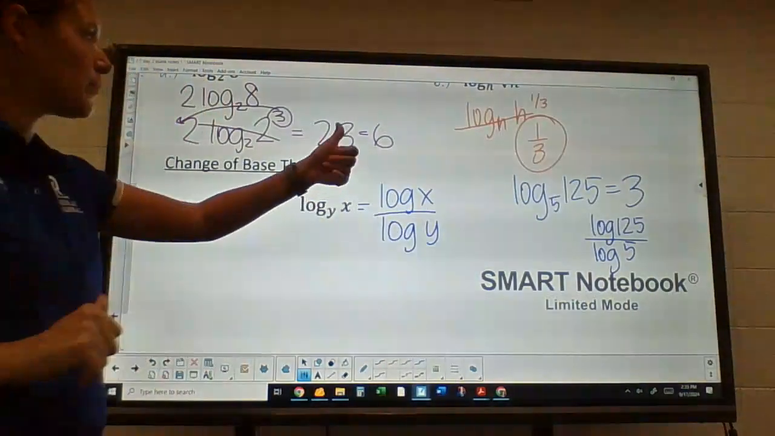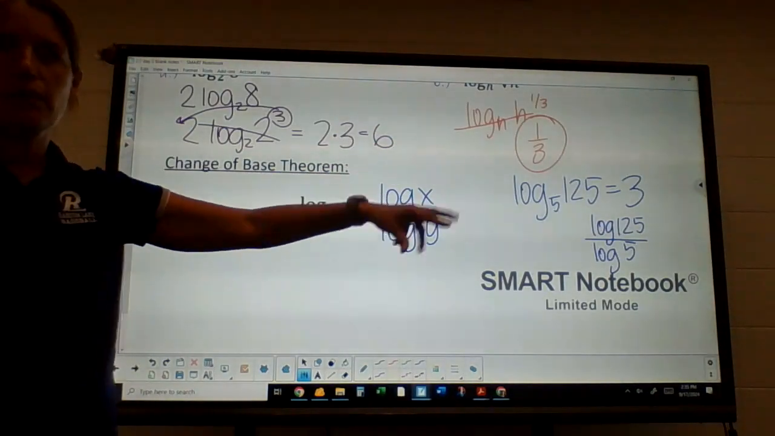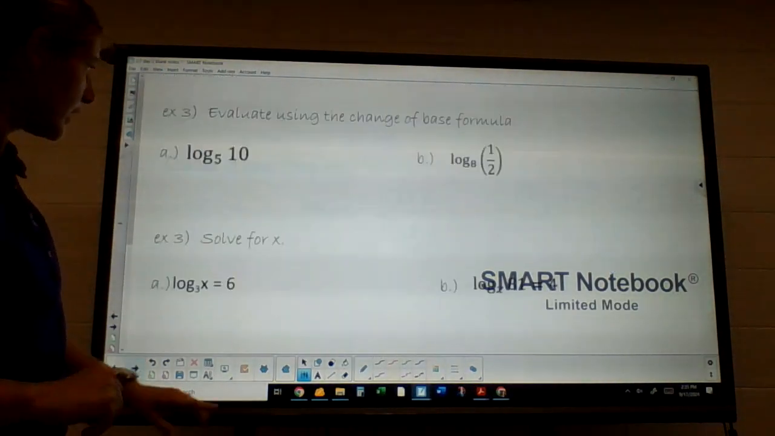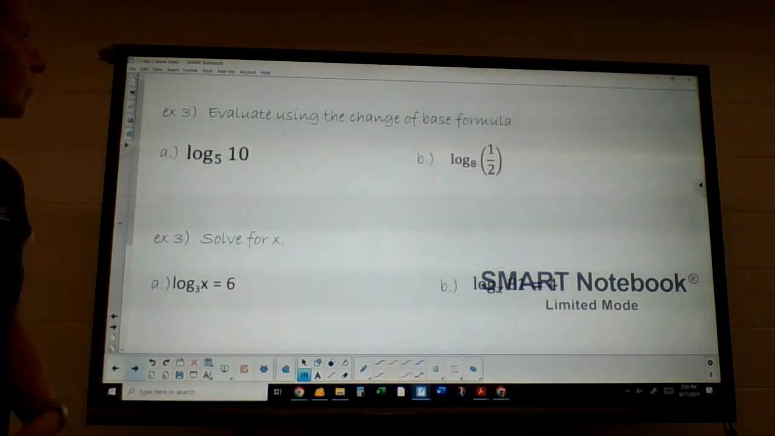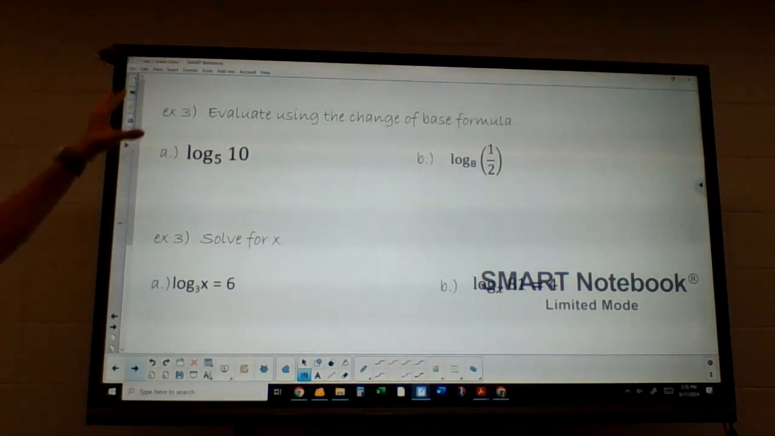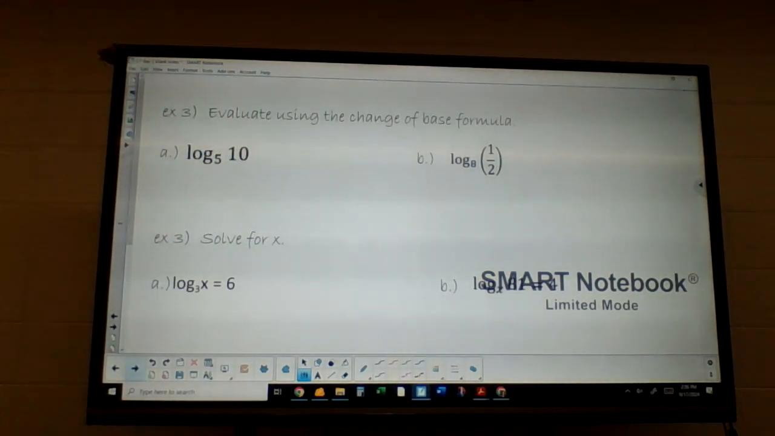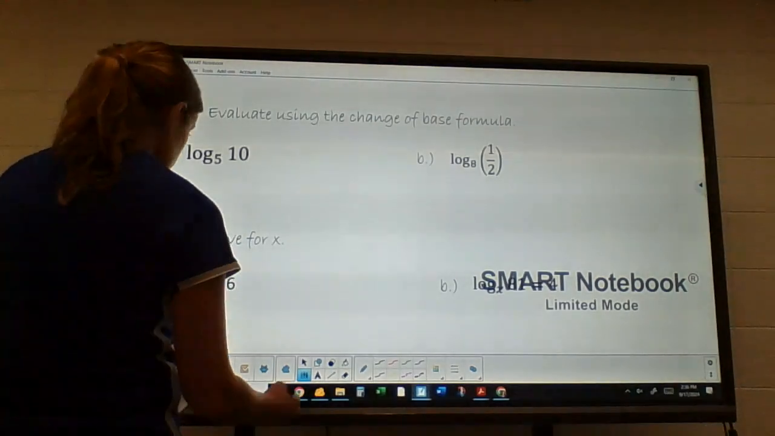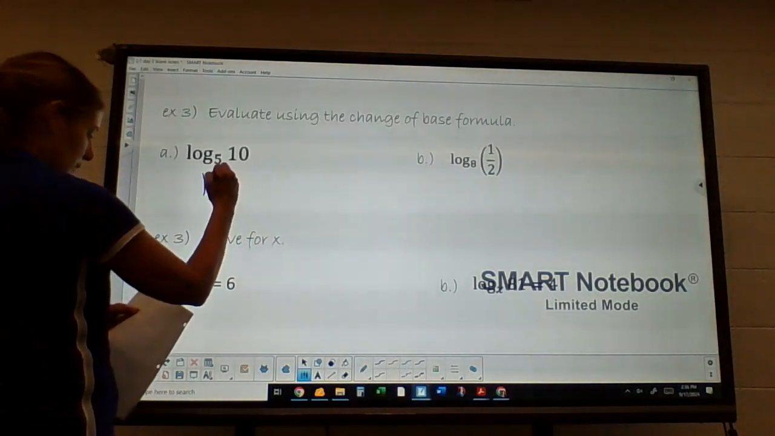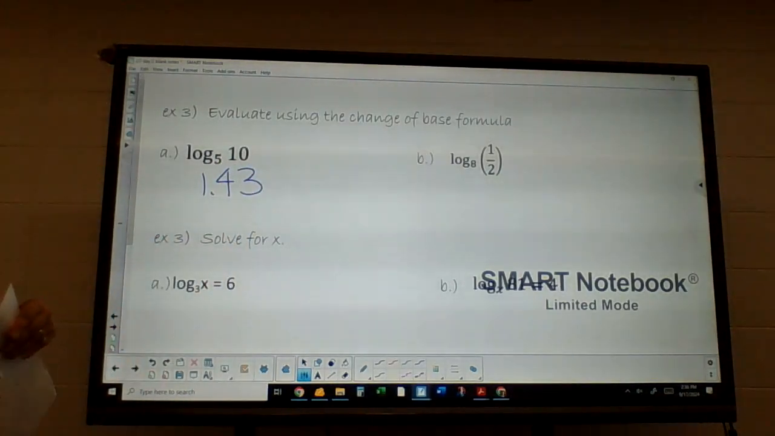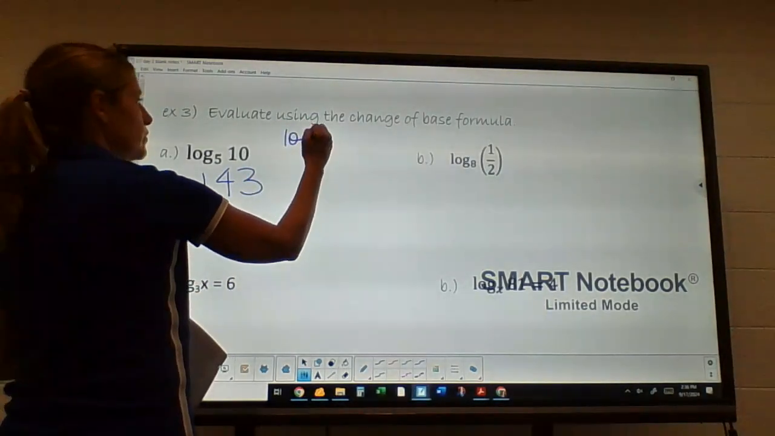All right, is everyone able to get 3, somehow? We're okay? All right. So however you go about this, we're trying to do these, whatever it happens to be. These are all kind of crazy decimals here. So this one I got like 1.43, if you do it this way.